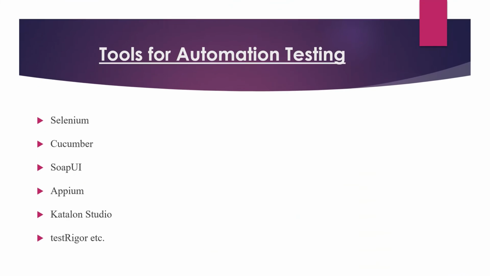Tools for automation testing: these are some of the tools used by the automation tester to automate a particular script, like Selenium WebDriver, Cucumber BDD, SOAP UI, Appium, Katalon Studio, TestTrigger, etc. These are the automation tools used by the automation tester to automate a particular test script once it has been tested by the manual tester.